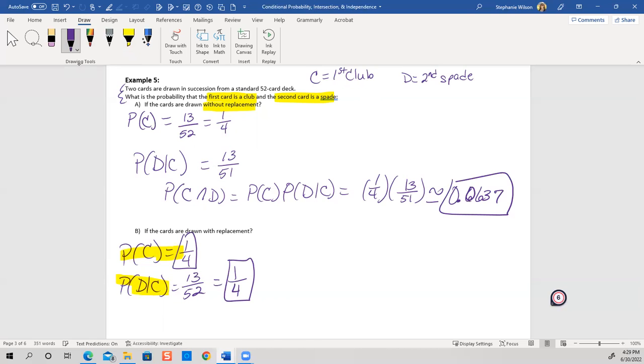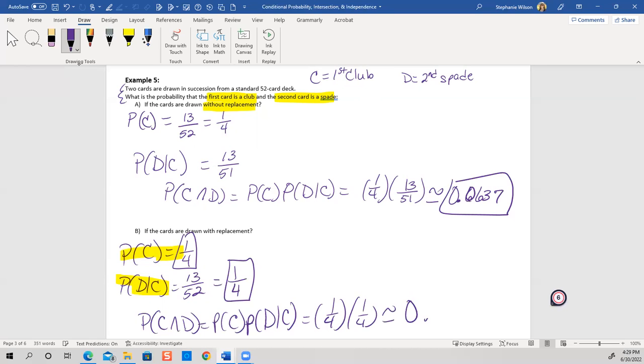All right, moving on. Now let's finish this up. We're going to take this formula and multiply 1/4 times 1/4. Let's get to the nearest ten-thousandths. And that is the probability with replacement.